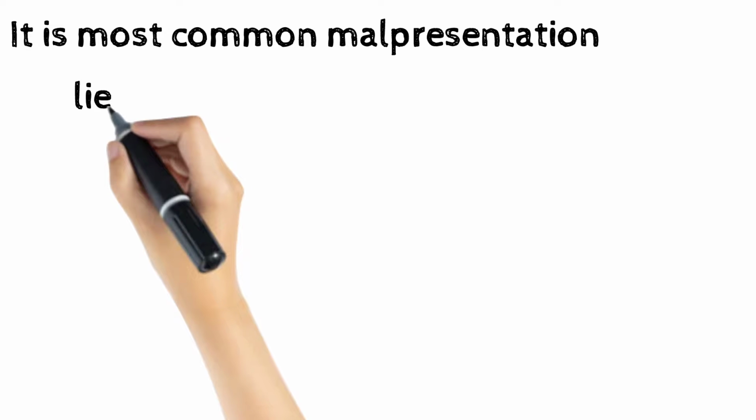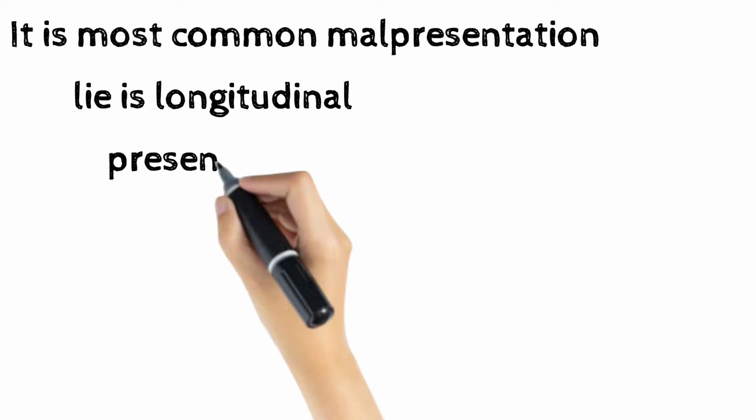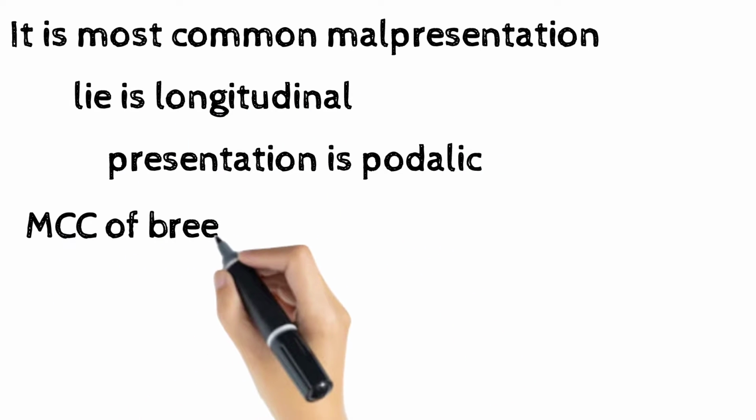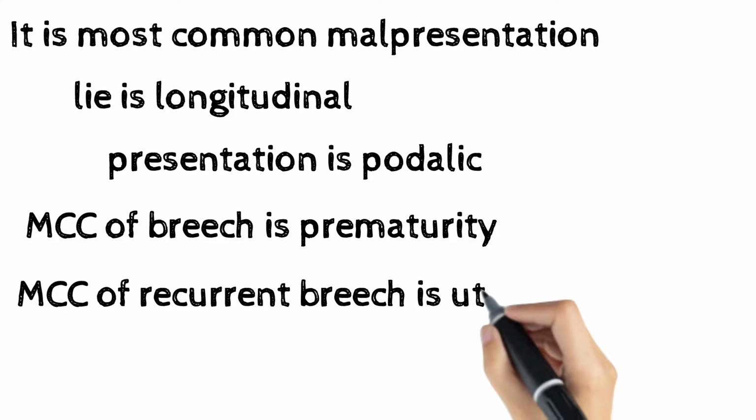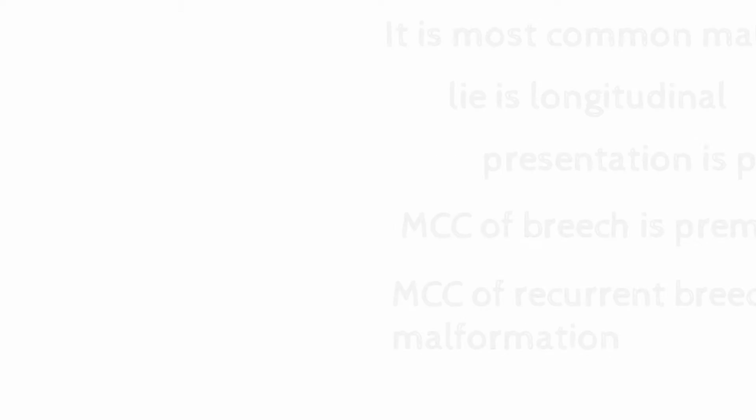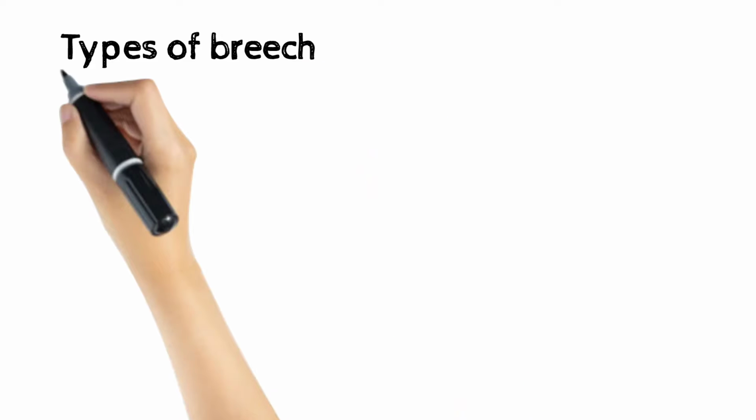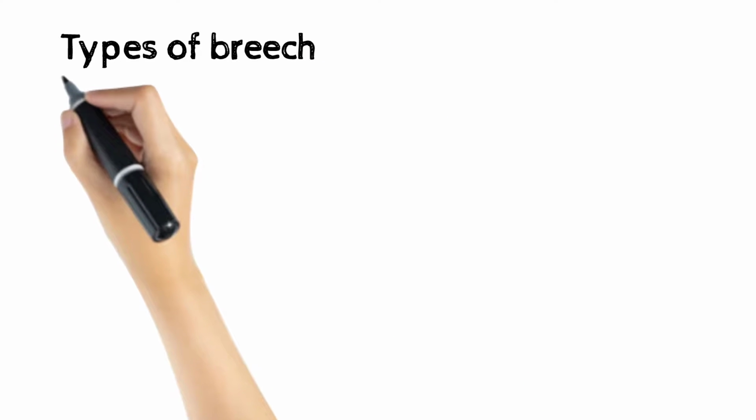It's the most common malpresentation, and the most common cause of breech is prematurity, while the most common cause of recurrent breech is a uterine malformation. It is of three types. First is the flexed or complete breech, second is frank breech, and the third is footling breech.